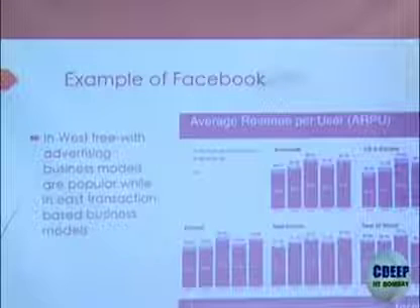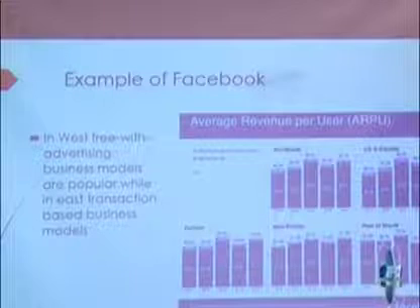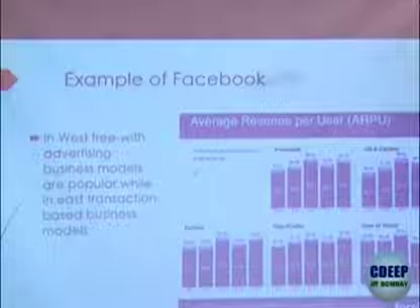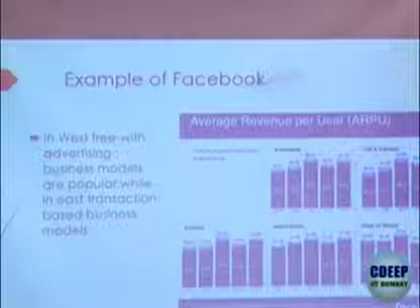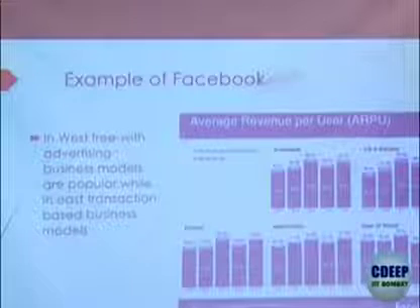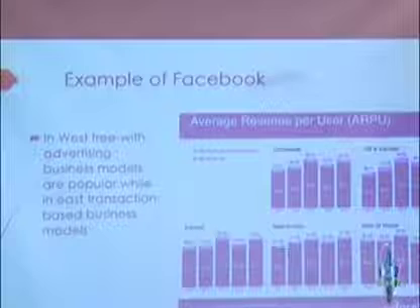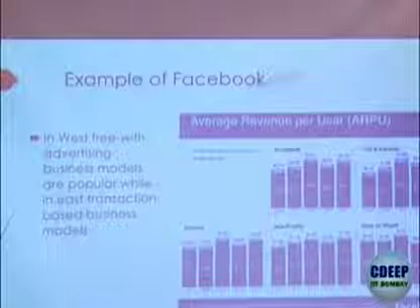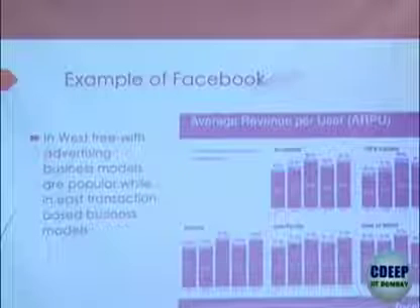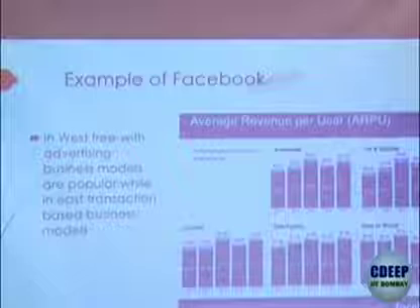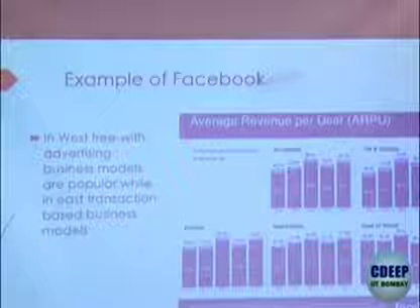The thing is, the Western business models are more advertisement based, free with advertisements, and the Eastern business models are transaction based models. So this is the average revenue per user due to advertisement. Basically, we are showing the revenue generated per user. This is 2015. In Asia Pacific, it's quite low.